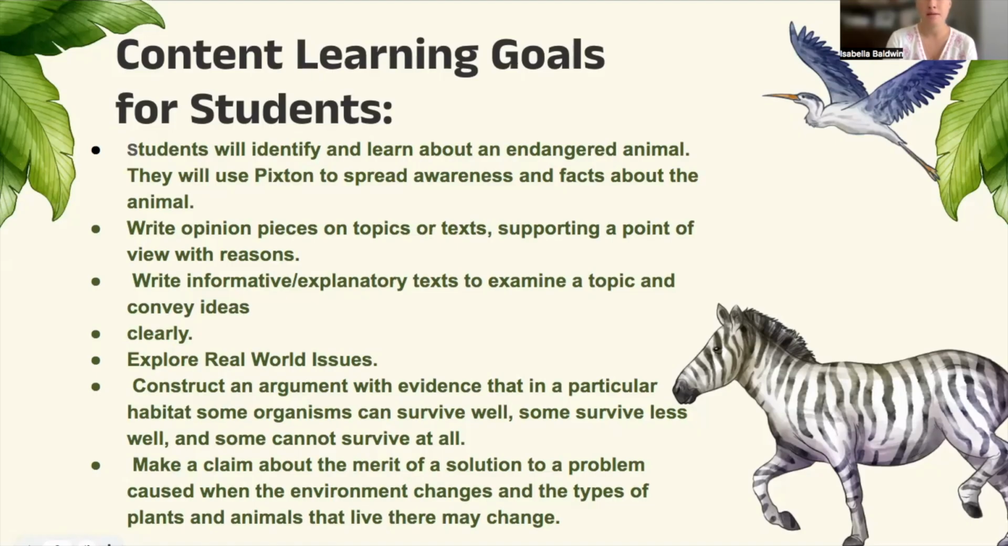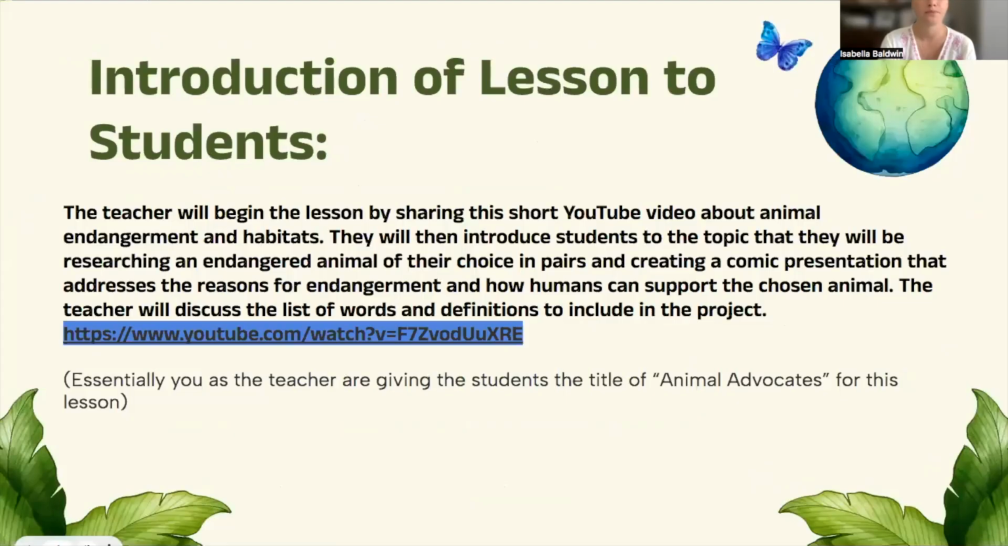They will write opinion pieces on topics or text supporting a point of view with reasons. They will write informative explanatory text to examine a topic and convey ideas clearly. They will explore real-world issues, construct an argument with evidence, and make a claim about the merit of a solution to a problem caused when the environment changes and the types of plants and animals that live there may change.